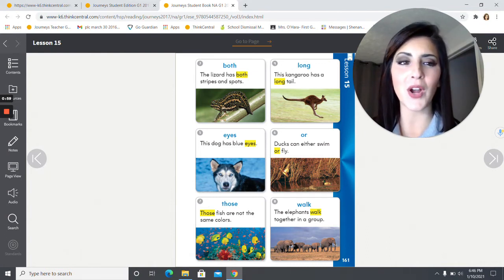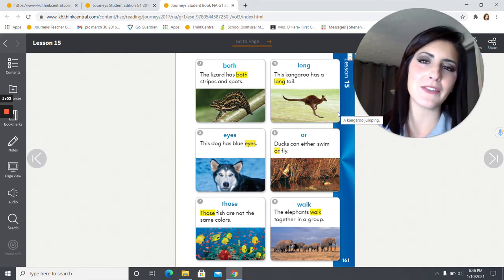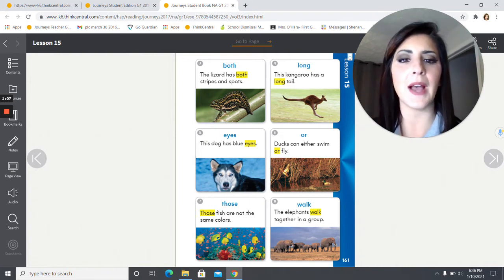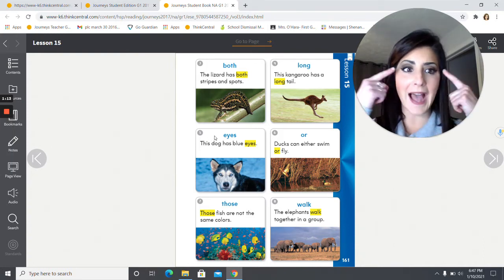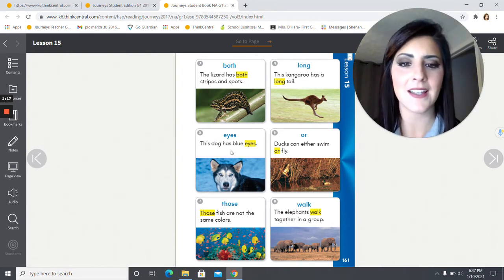Word number 4, say long. We should know that one after building it quite a few times last week for foundations. This kangaroo has a long tail. Number 5, the word is eyes. This dog has blue eyes. Number 6, the word is oar. We've seen that in our trick words for foundations.